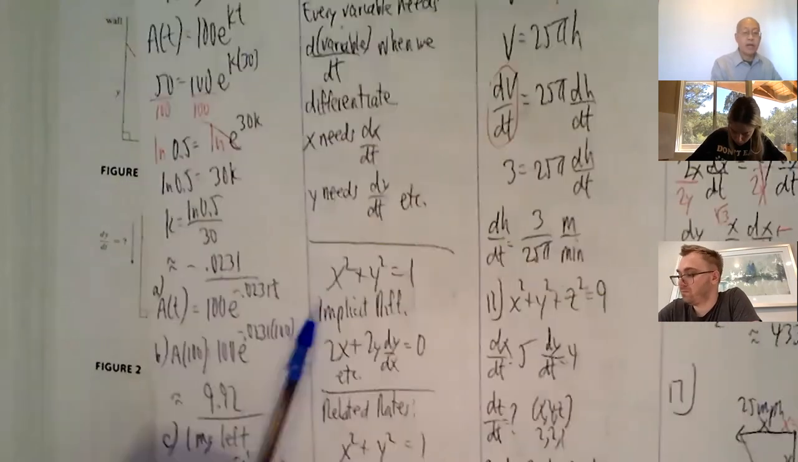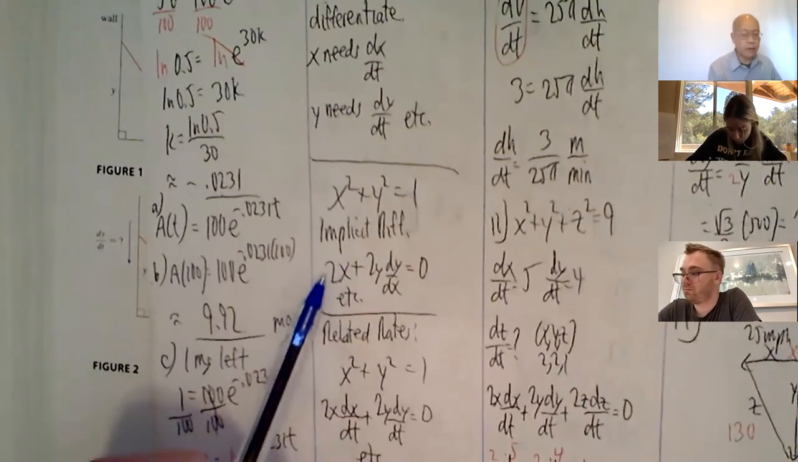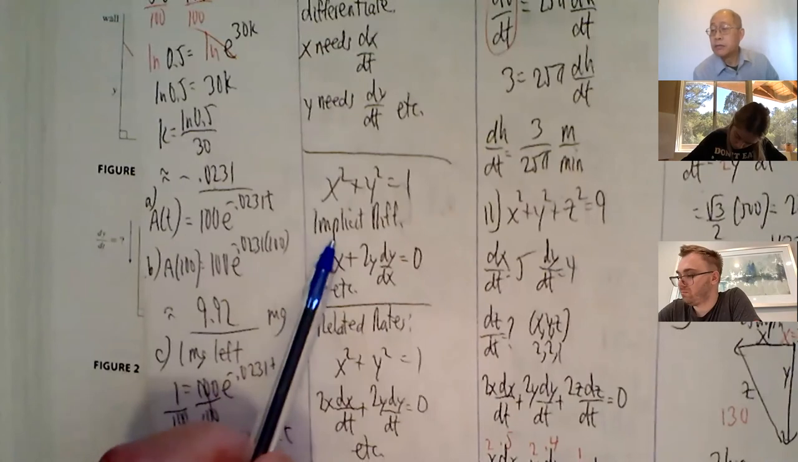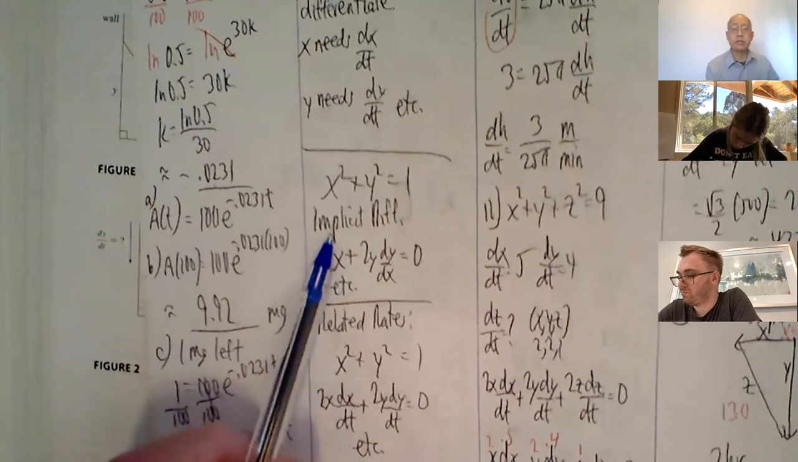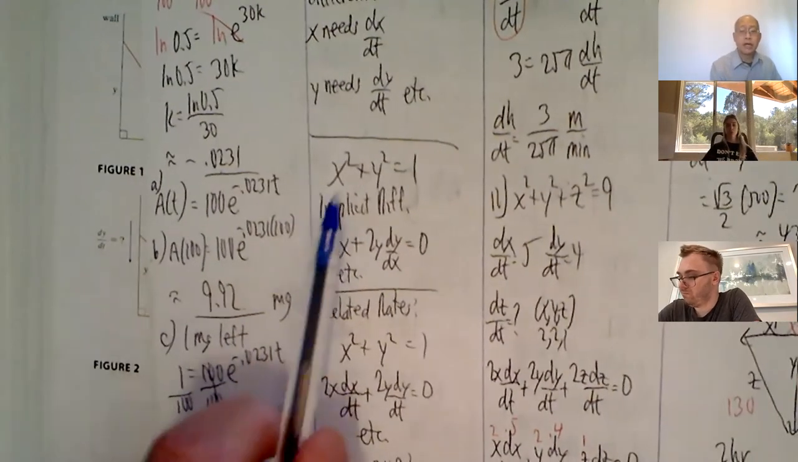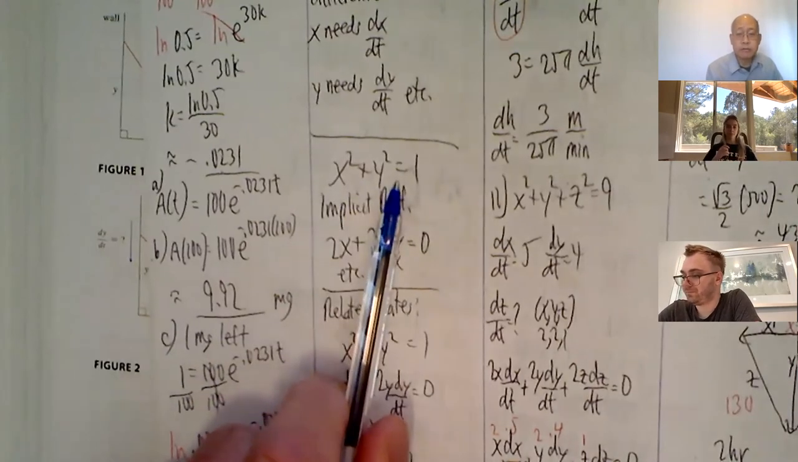Okay. And here's a perfect example of this. And I'll be done in a few minutes. So when I'm done, maybe 2 or 3 minutes, then I'll let you ask questions if you have any. Okay, let's look at x squared plus y squared equals 1.